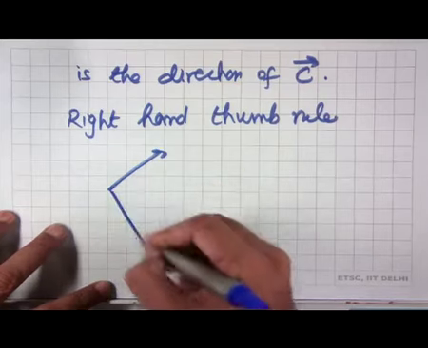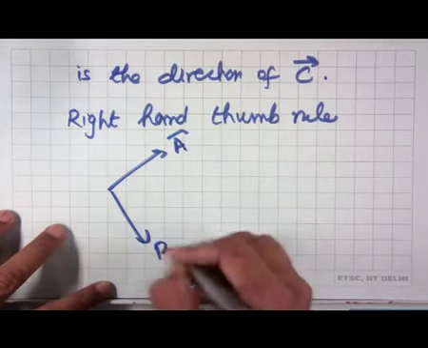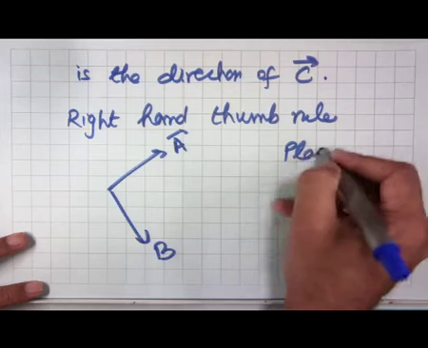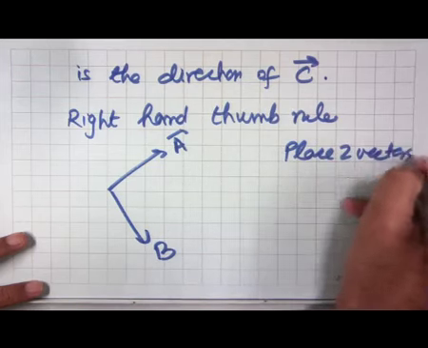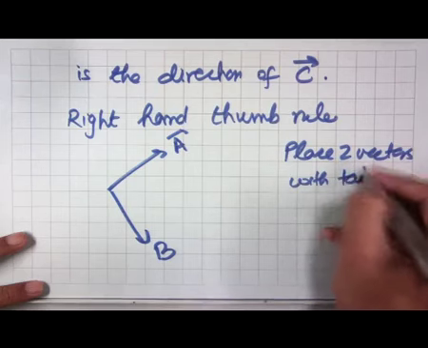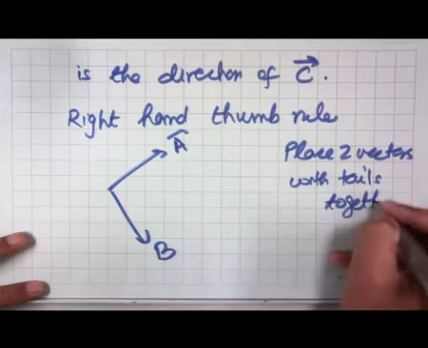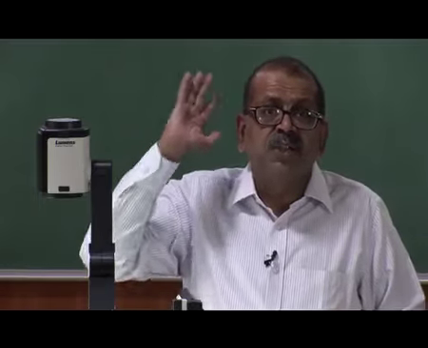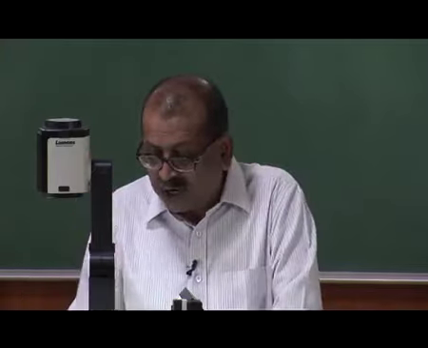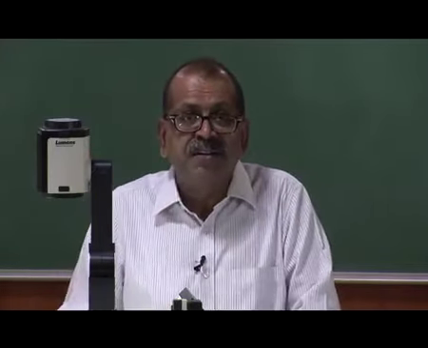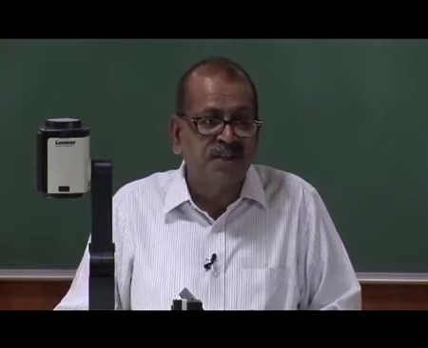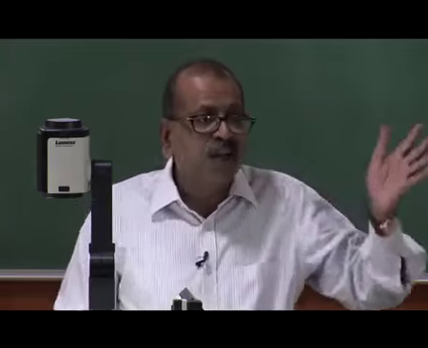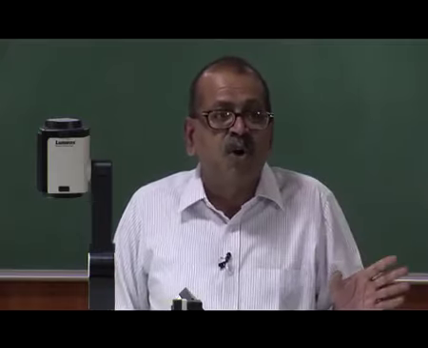So, what we do is we place the two vectors, this is vector A, this is vector B, with tails together. Notice when we are doing this, we have to carry out this exercise with the right hand. If you are right handed, drop your pen when you are doing this exercise. If you are holding your pen, most likely you are doing it with your left hand, which will give you the wrong result. So, this exercise has to be done with your right hand.